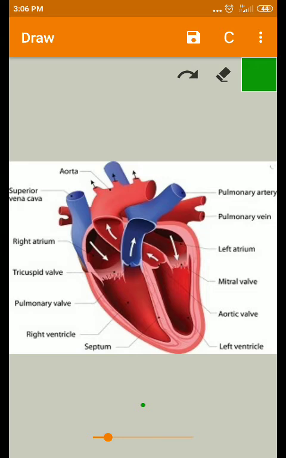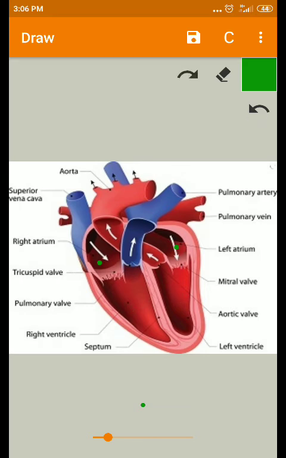As we know, the heart has four chambers. The upper portions are the atria, and the lower ones are called the ventricles. So we have the right atrium, right ventricle, left atrium and left ventricle.